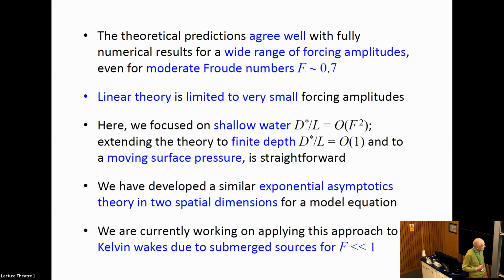And in more recent work, we developed an exponential asymptotic theory in two spatial dimensions for a model equation which mimics the Kelvin wake of submerged sources in the low Froude number regime. And our current work has to do with trying to adapt this theory to the actual water wave problem to understand what happens in the low Froude number regime.